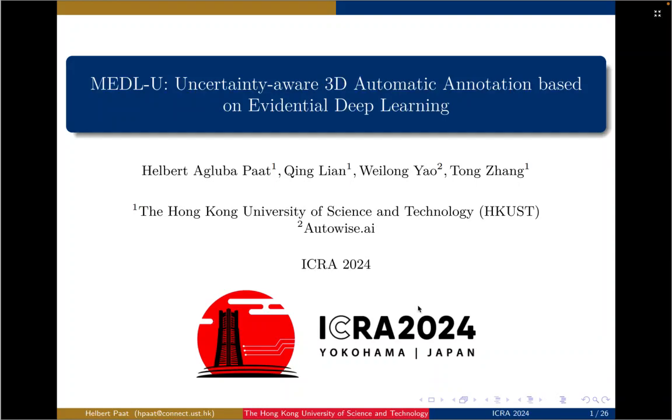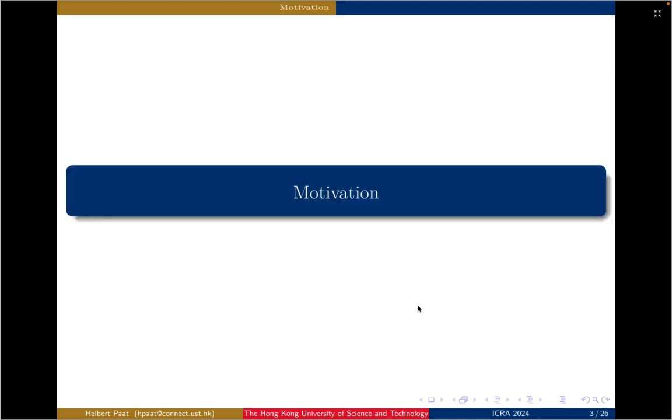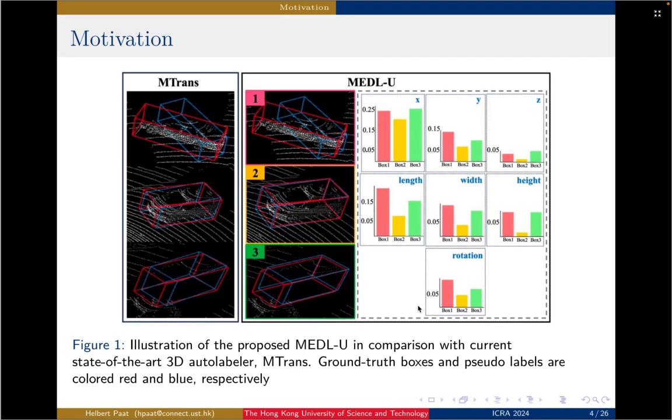In this video, we discuss this paper entitled MEDAL-U, Uncertainty-Aware 3D Automatic Annotation Based on Evidential Deep Learning. This is a joint work with King, Wei Long, and Professor Zhang. For the motivation of our work, in recent years, there have been many proposed frameworks for 3D weakly supervised object detection or 3D automatic annotation.